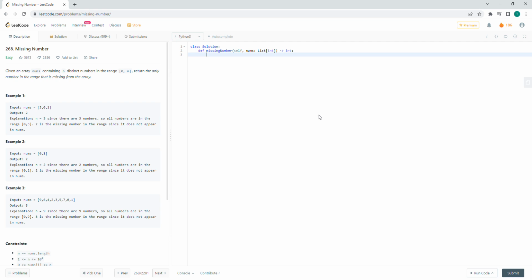Welcome to May 20th LeetCode Challenge. Missing Number. Given an array nums containing n distinct numbers in the range of 0 to n inclusive, return the only number in the range that's missing from the array.